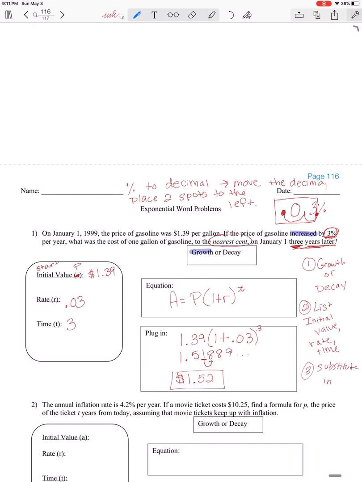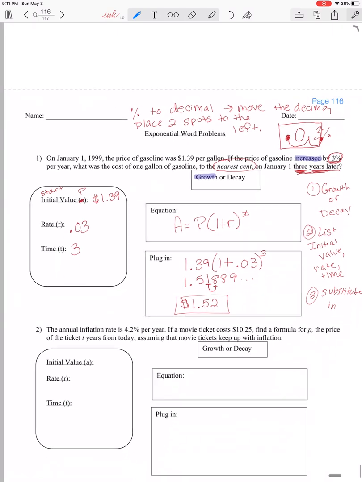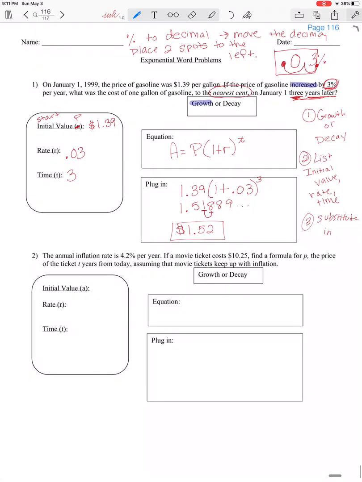So why don't we try another one? Let's take a look at number 2. The annual inflation rate is 4.2% per year. If a movie ticket costs $10.25, find a formula for P, the price of the ticket, T years from today, assuming that the movie tickets keep up with inflation.